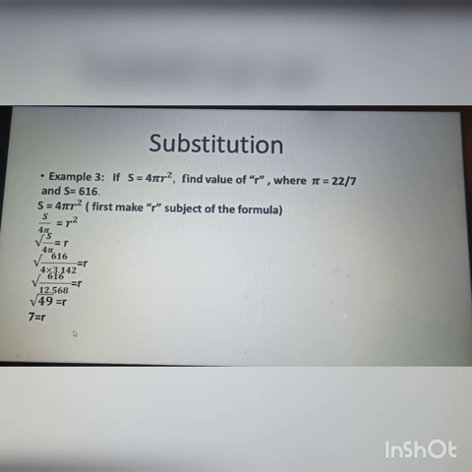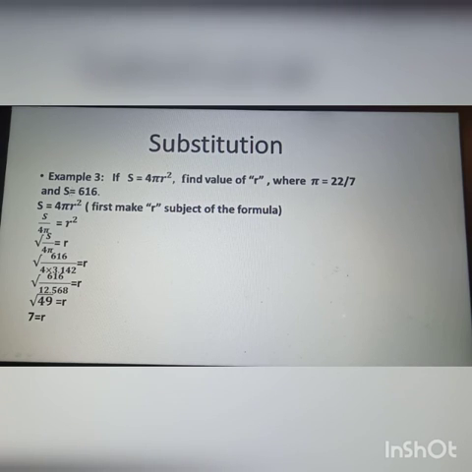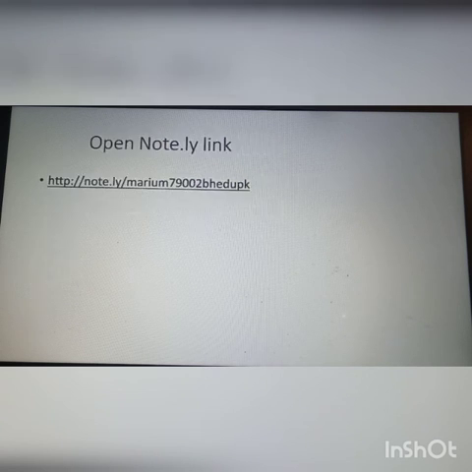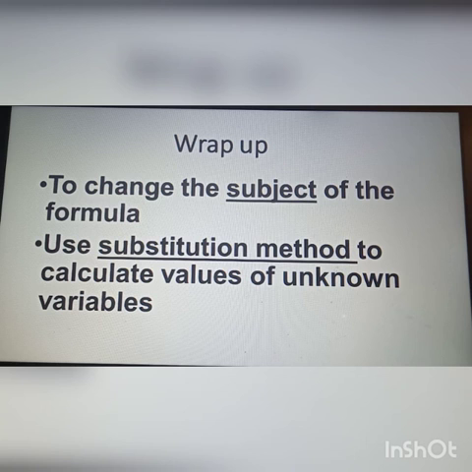That is how both objectives are involved within the same example, and I hope this is clear to you. The formula was given to us, but we were to change the subject first to r. After making r the subject of the formula and substituting the values of pi and s, we get the value of r. That's it. Doing the wrap up, we did the work of changing the subject of the formula, and then we discussed using substitution.